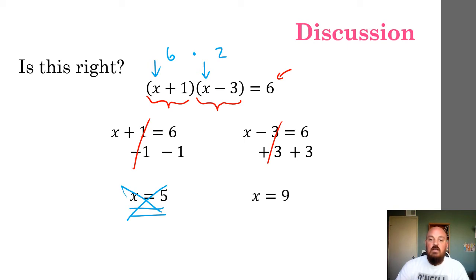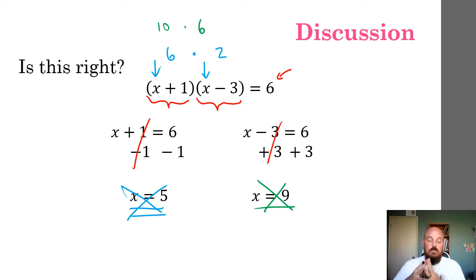Let's try it with the 9. If I put a 9 in for x, my first factor is 9 plus 1, that would be 10. My second factor is 9 minus 3, that would be 6. 10 times 6 equals 60, it doesn't equal 6. So that one's wrong. So those are definitely the wrong answers. What we want to do is figure out why.